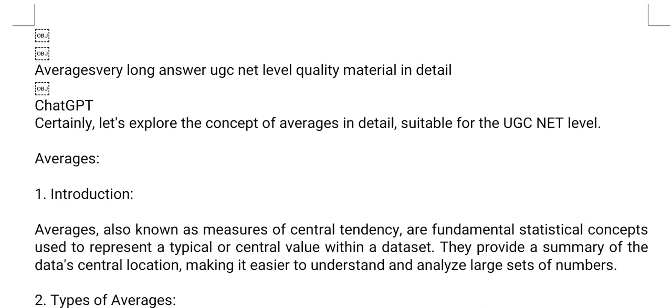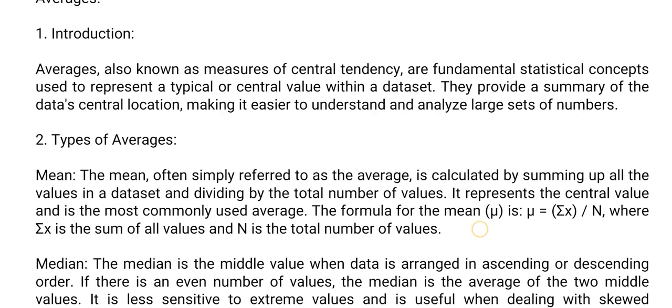Then averages. Averages, also known as measures of central tendency, are fundamental statistical concepts used to represent a typical or central value within a data set. They provide a summary of the data's central location, making it easier to understand and analyze large sets of numbers. Types of averages. Mean. The mean, often simply referred to as an average, is calculated by summing up all the values in a data set and dividing by the total number of values. It represents the central value and is the most commonly used average.